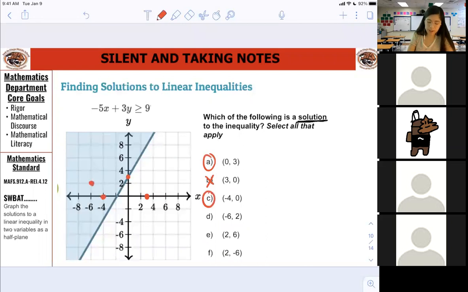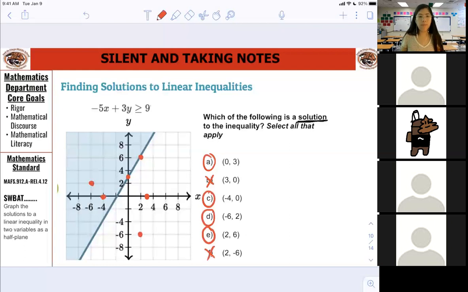-6,2 is right here. That's in the shaded area. That's good. What about 2,6? I'm seeing some outs in the chat, and then I'm hearing some ins. 2,6 is right on the money, right on the line. That one's fine. That one's in. What about the next one? Out. That one's out because that's down here. Yeah, that is not in the shaded area.